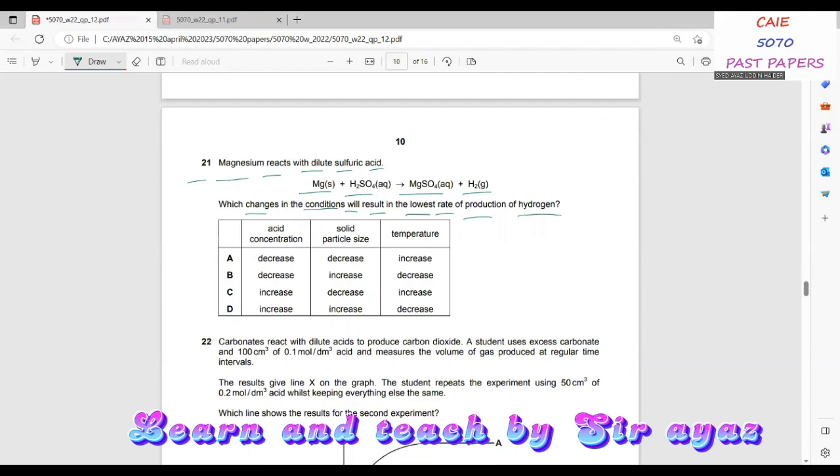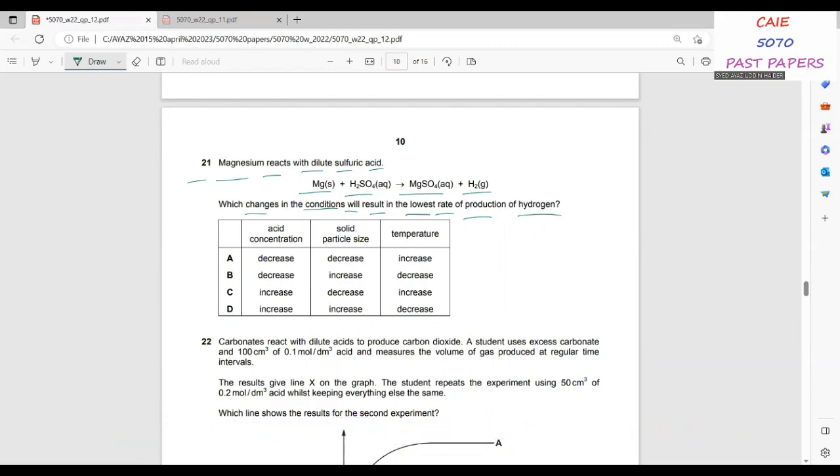So if you look at the choices for acid concentration, wherever you see an increase in acid concentration, that can't be the right choice. So automatically C and D are incorrect. So we are left with A and B. Let's see statement A. In A, acid concentration is decreased.